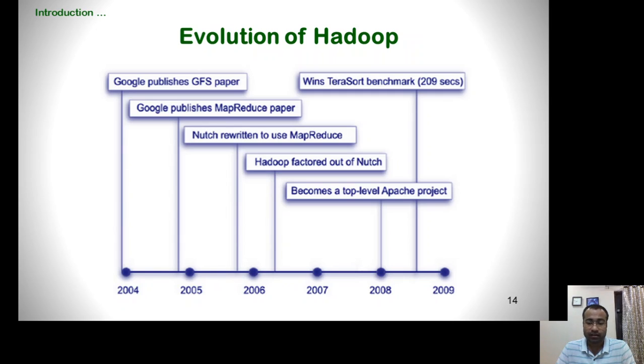This is the timeline year wise. In 2004, Google published its paper on Google File System. In 2005, Google again published its paper on its MapReduce programming model. Then the Nutch search engine was rewritten using MapReduce. Then Hadoop was factored out of the Nutch project. Then it became a top level Apache project, and then it won the TeraSort benchmark. It is a sorting application that completed on a Hadoop cluster within 209 seconds.